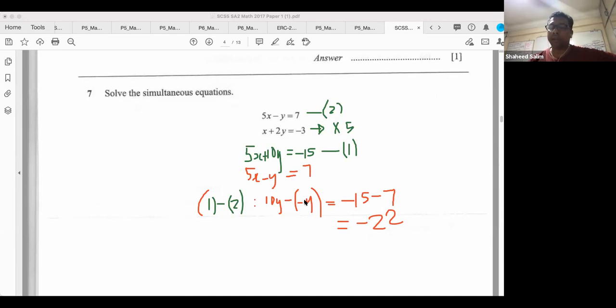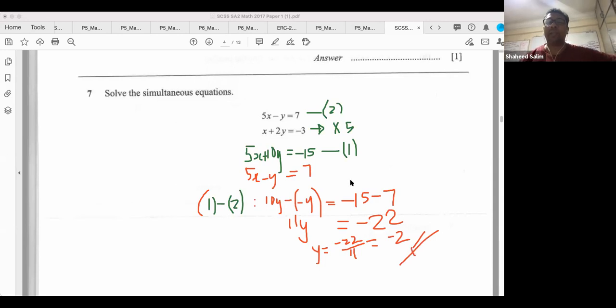10y minus y is 11y. 11y equals minus 22. y equals negative 22 divided by 11. What do you get? You get negative 2. Are we okay? Same answer as just now.